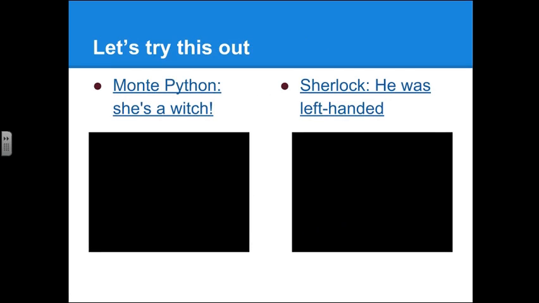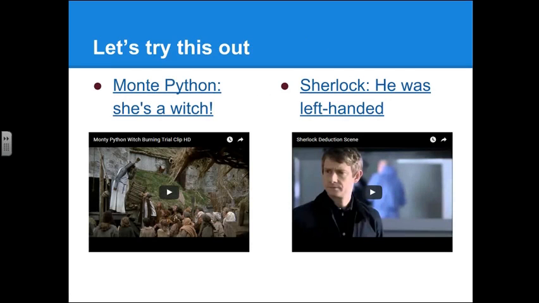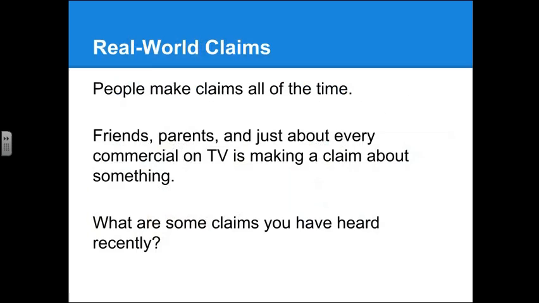Next, let's try this out on a couple of clips. They should appear on your screen. I want you to watch the Monty Python clip and tell me what is the claim, she's a witch, what's the evidence, and what's their reasoning relating those pieces. After you've watched that, come back and watch Sherlock. He's going to say that he was left-handed. Why is he claiming that? And what is it that he's using? He's concluding from that. He comes to a good conclusion from that deduction.